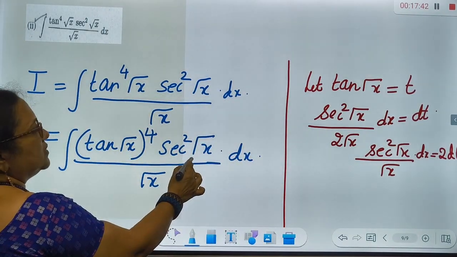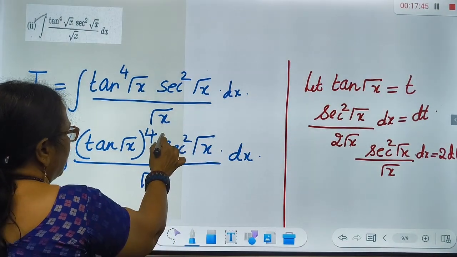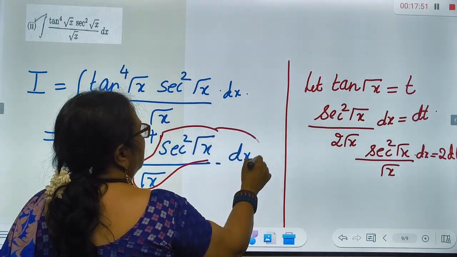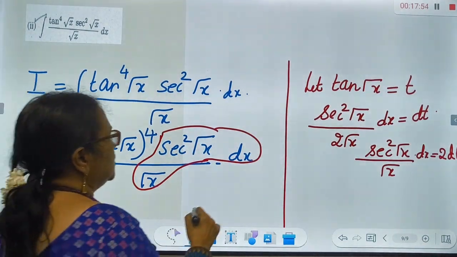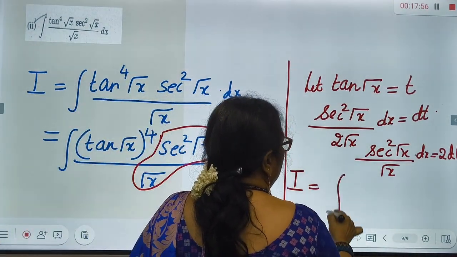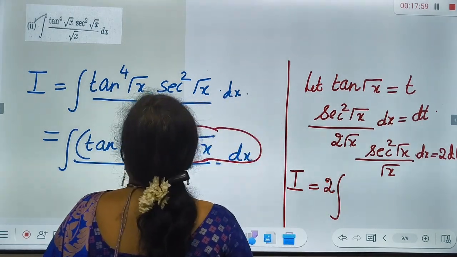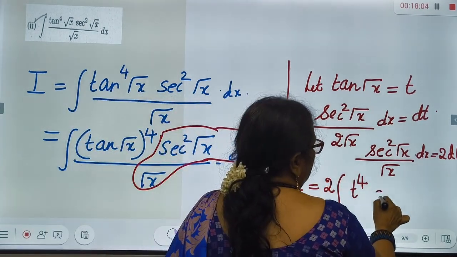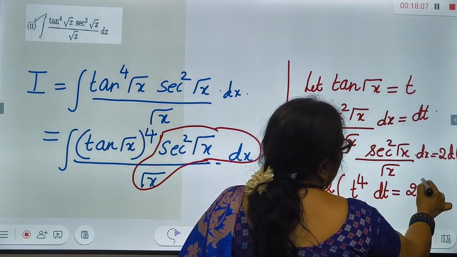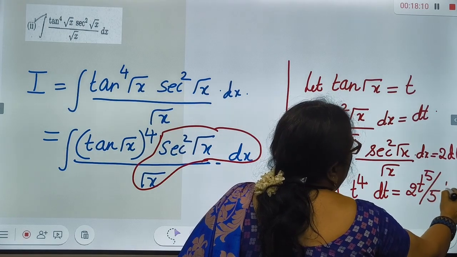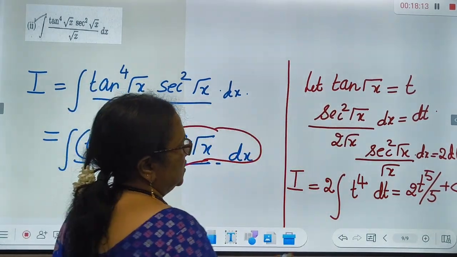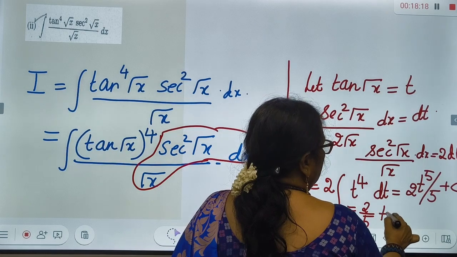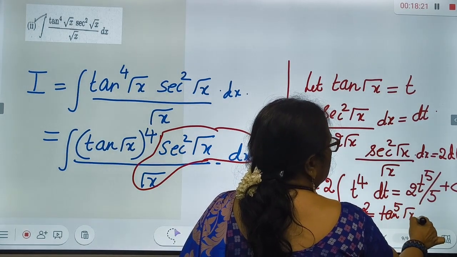Secant square root x dx by root x is 2 dt. So I will have the integral of 2, tan root x is t power 4, and the rest of the terms become dt, which is 2 t power 5 by 5, plus c. So this is 2 by 5 into, what is t? Tan root x. So tan power 5 root x plus c.